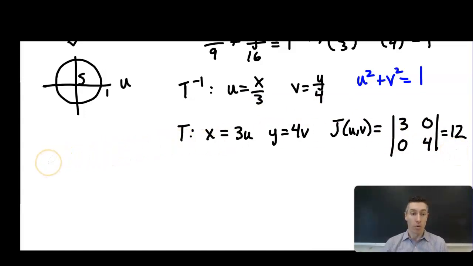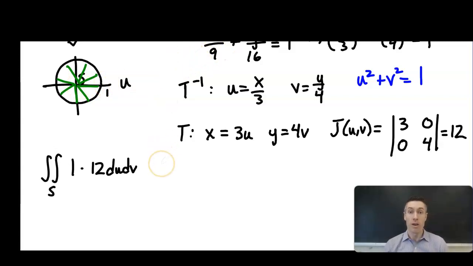So setting up in the UV plane, we have the double integral over S, area is just 1, and then times the Jacobian of 12 du dv. I'm just going to write S here. Now, when you look at the region in the UV plane, it would make way more sense to define in terms of polar because it's a circular region. That means you really need to do another change of variables. Now here that can be avoided, but I'll show both ways.